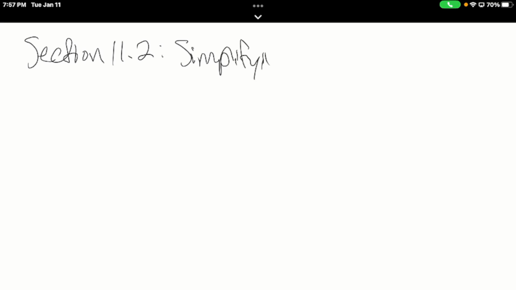Really, really big idea coming up with this next section. So this is 11.2. This is section 11.2. It's titled Simplifying Radical Expressions.